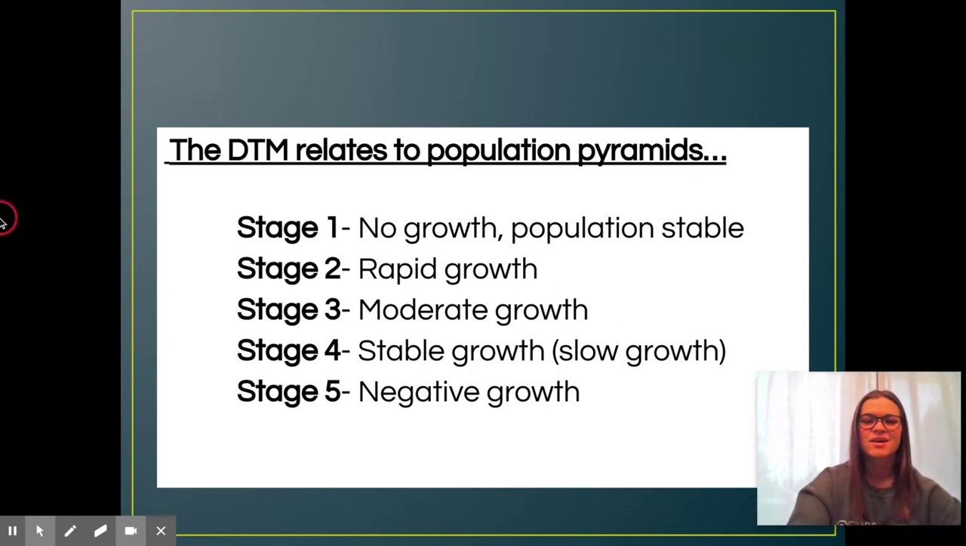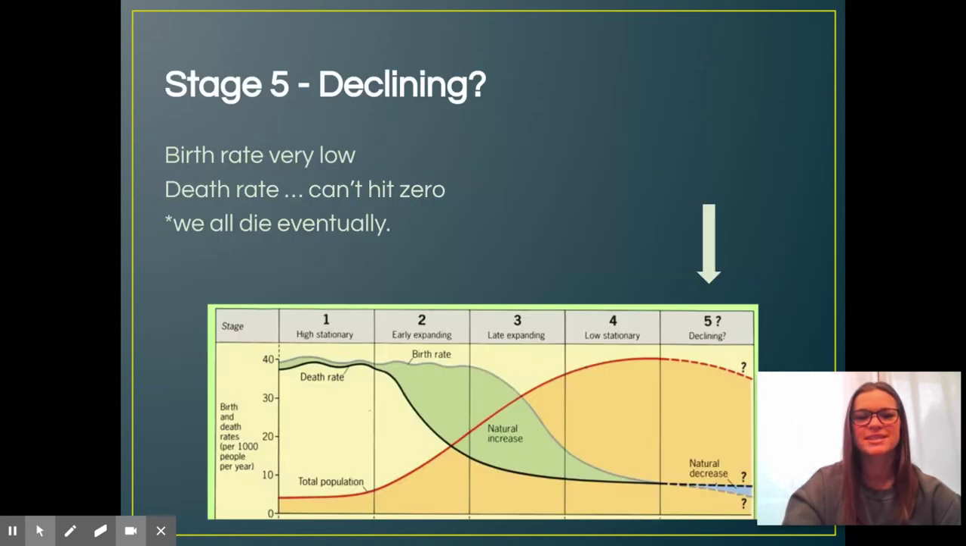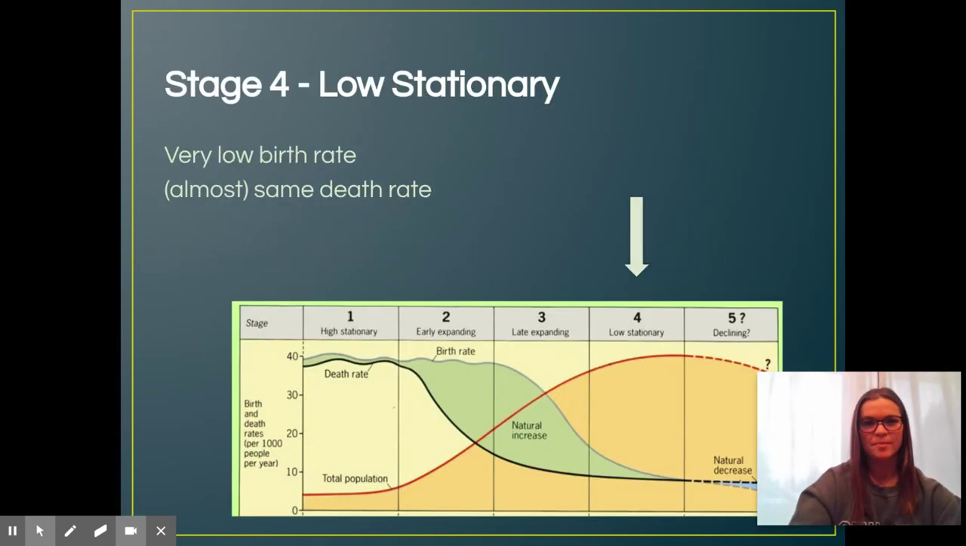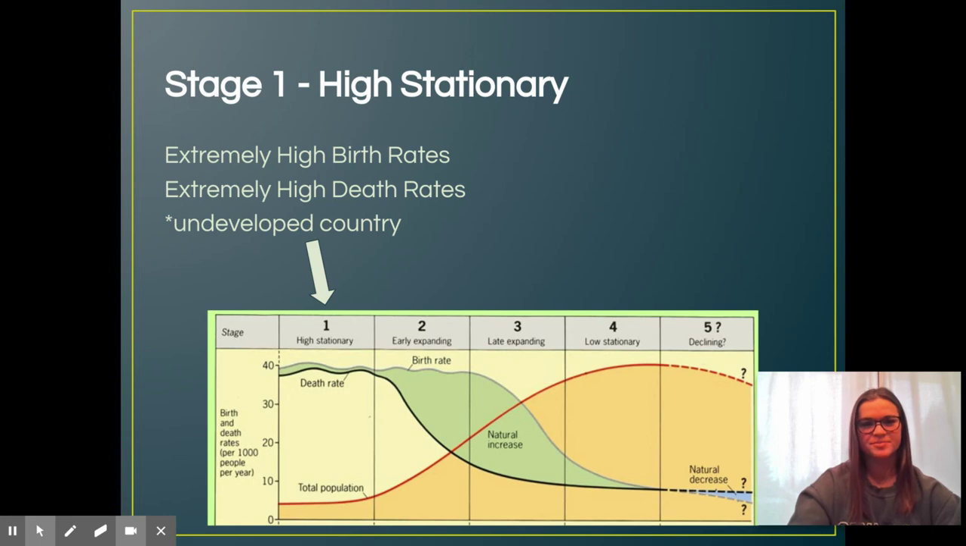So today we'll take a look at how the DTM relates to population pyramids and how you'll be able to look at numerous population pyramids and decide which stage of the DTM they should land.